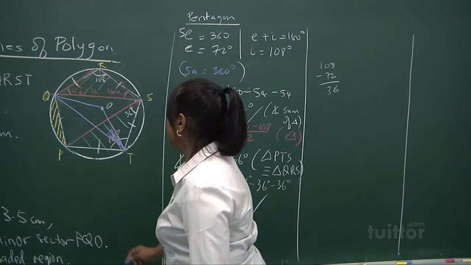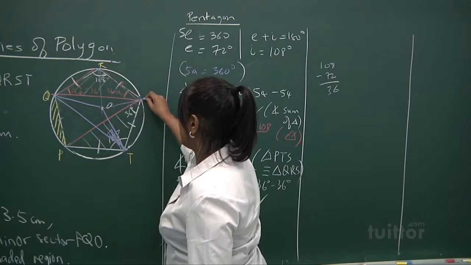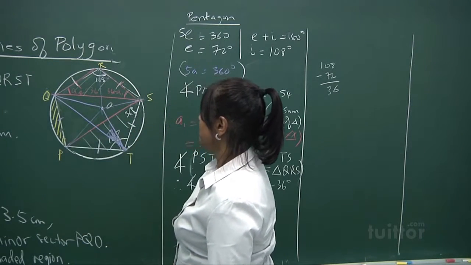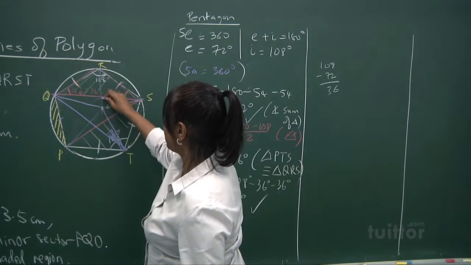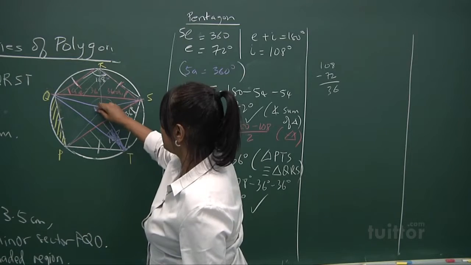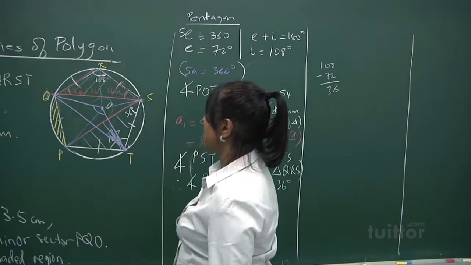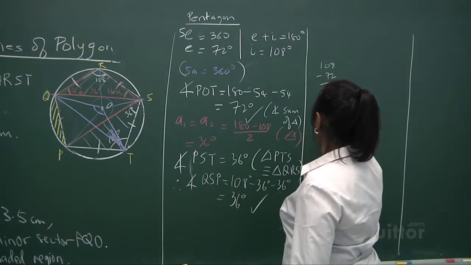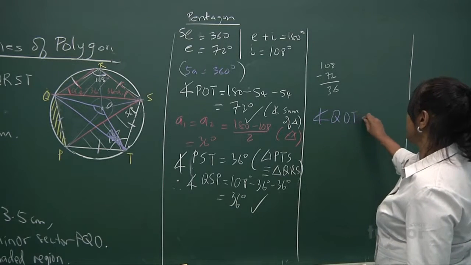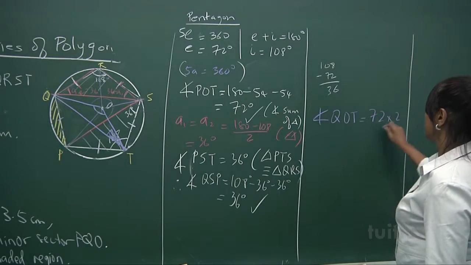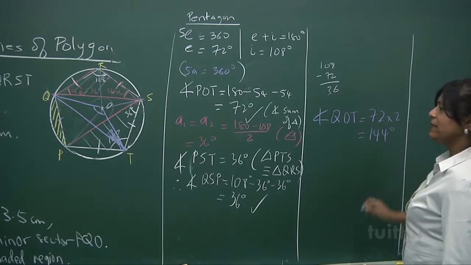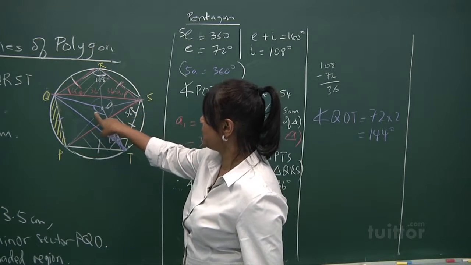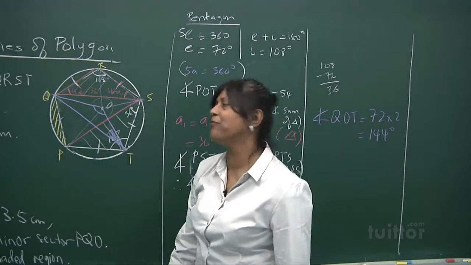And we can also see, if I join here, I join here, we found out each of them is 72, 72, 72. So this is made of two triangles. So we can see that angle QOT is 72 times 2, which is 144 degrees. You could see that because this is 72 plus 72, 144 degrees.